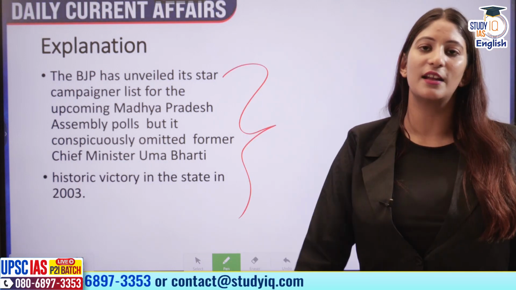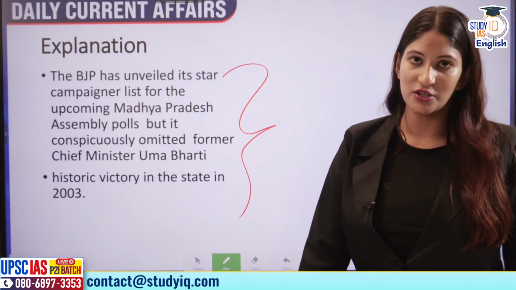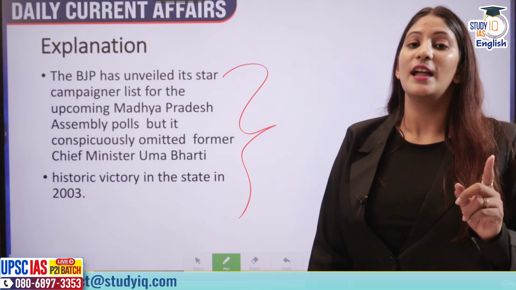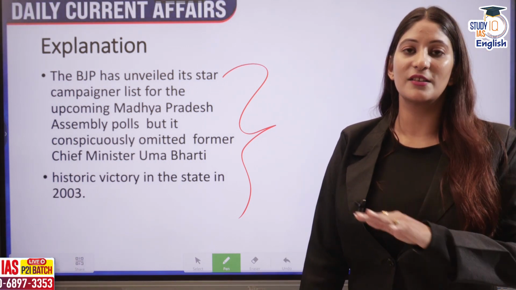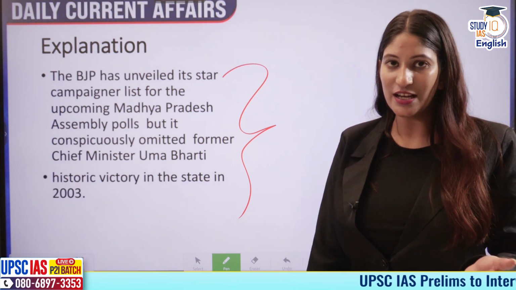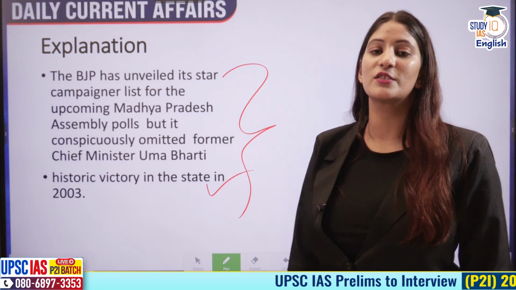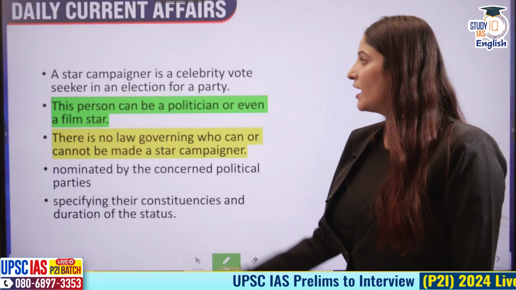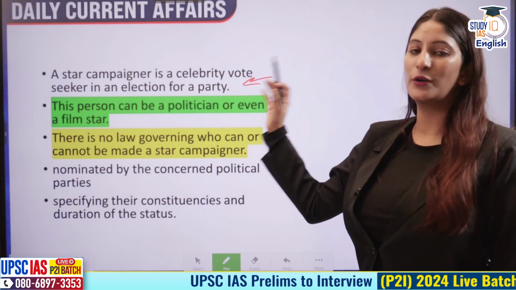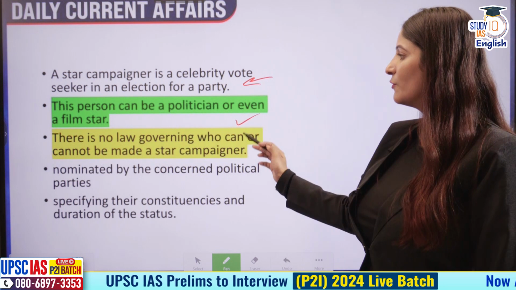The BJP has unveiled a list of star campaigners for the upcoming Madhya Pradesh elections. But former CM Uma Bharti doesn't find her name here, and we find it intriguing, because in 2003 she made it possible to have a historic win for BJP. Okay, a star campaigner is a celebrity vote seeker that is going to campaign for a party. Could be a politician or a movie star.